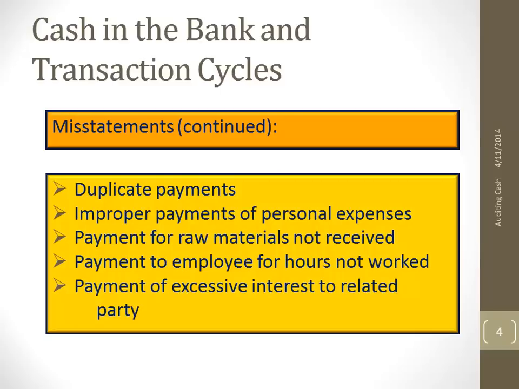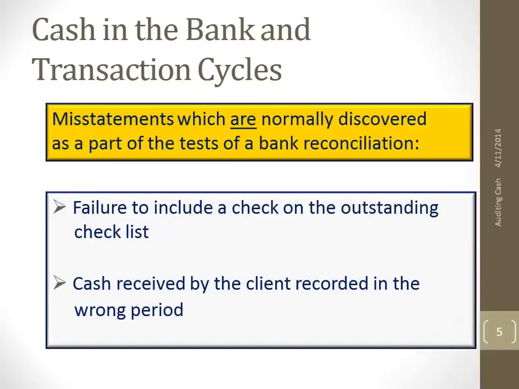Another thing is payment for raw materials not received. So again, this is where the receiving, when I talked about the three-way match, is really important, where before a disbursement is made, there's evidence that the goods related to that disbursement were received, and that helps to mitigate this misstatement. So auditors are going to look for those kinds of controls. And payment to employees for hours not worked. If you look at these types of misstatements, so much of it relates back to the company's internal controls over the process.